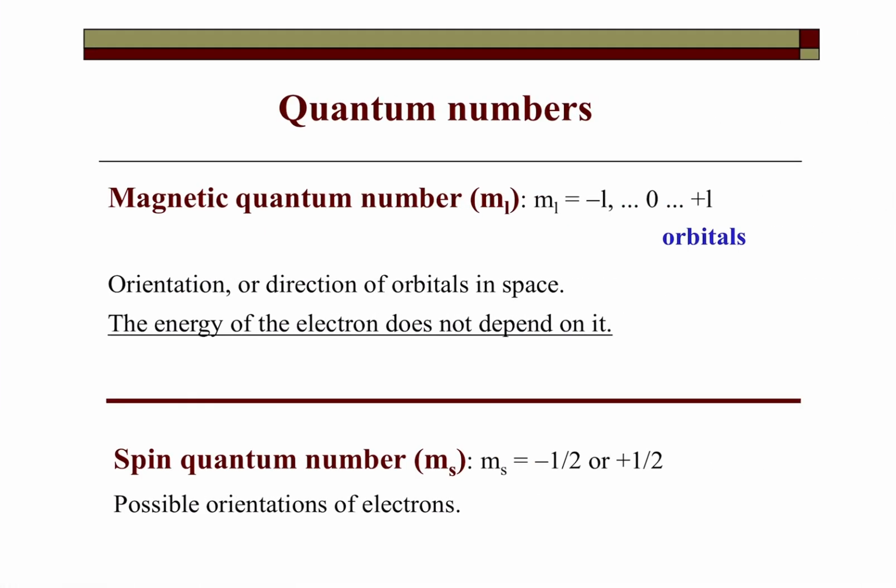The magnetic quantum number we show with ml. It goes from minus l to positive l, and it shows the orientation or direction of the orbital in space, in which axis it is, in the x-axis or yz, like I showed you on the last page. The energy of the electron does not depend on it, because in this case we just see p orbitals with the same energy, but in different directions. The spin quantum number we show with ms. For ms we have just two possibilities, minus half and positive half, because the possible orientation of the electron can be in a positive direction or negative direction.